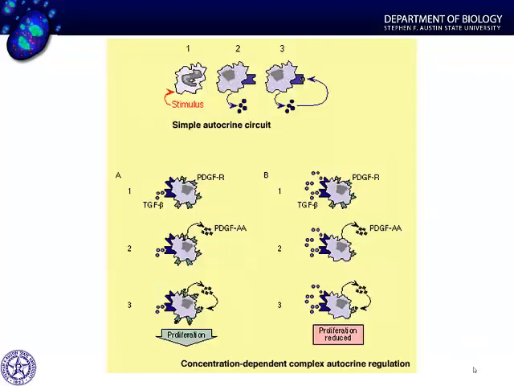In this illustration, we can simply see an autocrine mechanism in which we have a cell producing a particular cytokine, but the cell also is responding to a stimulus by producing a receptor as well and displaying it on its cell surface.